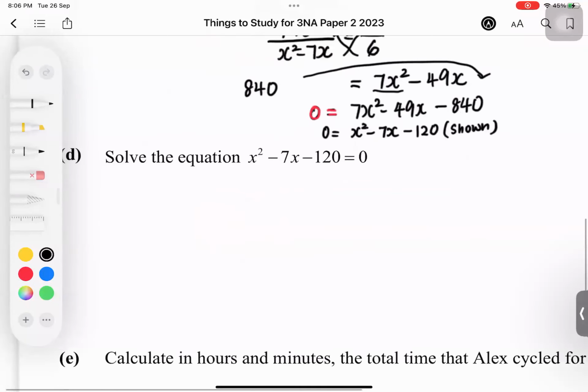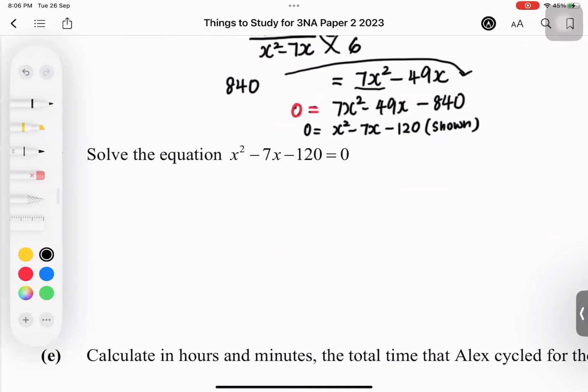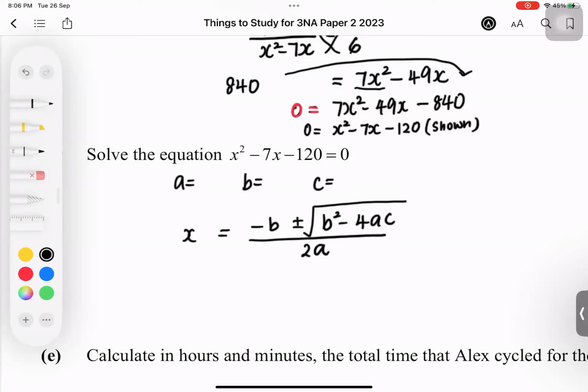Okay, next question, solve this equation. Normally, some of you are going to try to do factorization, but for me, I want to revise the quadratic formula. Anyone remember what is the quadratic formula? Yes, please. Minus b plus minus square root of b squared minus 4ac, over 2a. Okay, thank you very much.